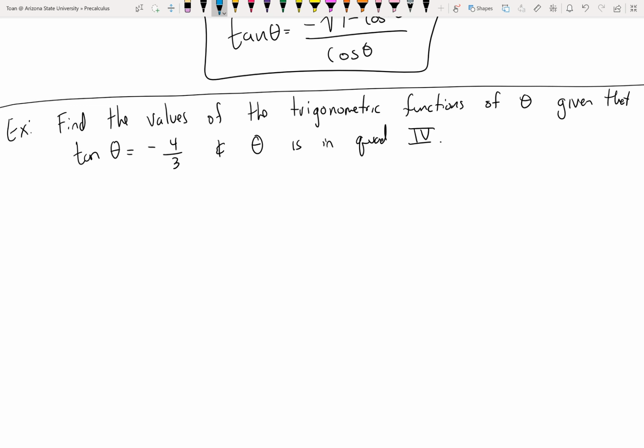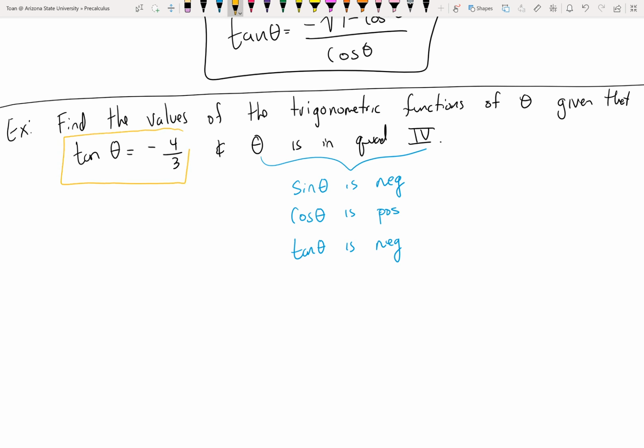So let's do this. The first thing I do is notice what quadrant I am in and figure out what's positive or negative. Since theta is in quadrant 4, I should know from unit 5 or from the previous discussion that sine, which relates to the y value, is negative because the y values are negative in quadrant 4. Cosine, which relates to the x value, is positive because x values are positive in quadrant 4. And tangent, which is the ratio of those two, negative divided by positive, is negative. So that's what we have to keep in mind.